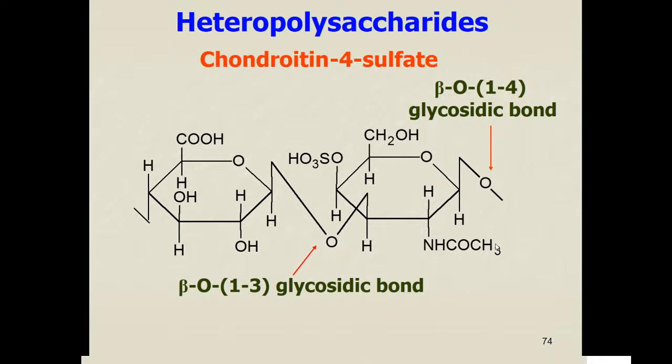But it's still N-acetyl. So that's why complete hydrolysis of this chondroitin 4 sulfate forms beta-D-glucuronic acid plus beta-D-N-acetyl galactosamine sulfate. Bond nature is still the same, beta 1,3 glycosidic bond and beta 1,4 glycosidic bond. So with sugars, I hope everything is clear.